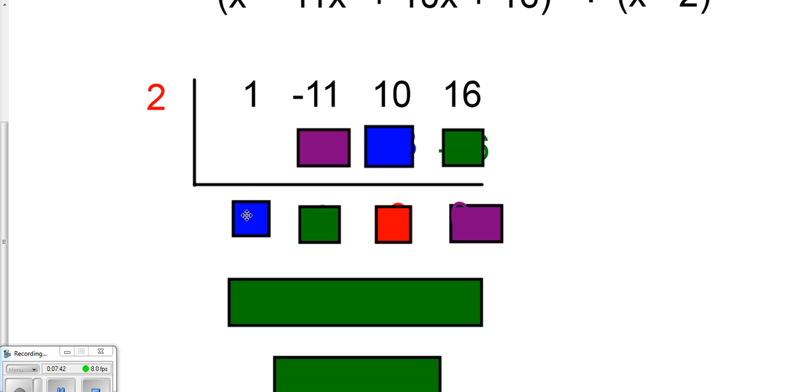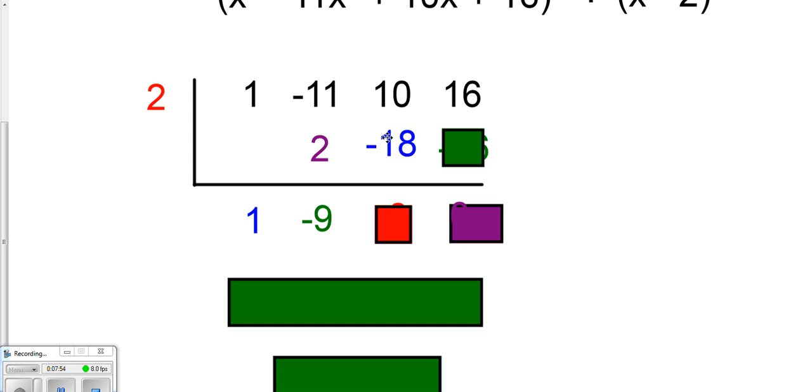First thing I do is drop down this 1. Now I go 2 times 1 makes 2. Negative 11 plus 2 makes negative 9. 2 times negative 9 is negative 18. 10 plus negative 18 comes out to negative 8. 2 times negative 8 makes negative 16. And 16 plus negative 16 comes out to a 0.